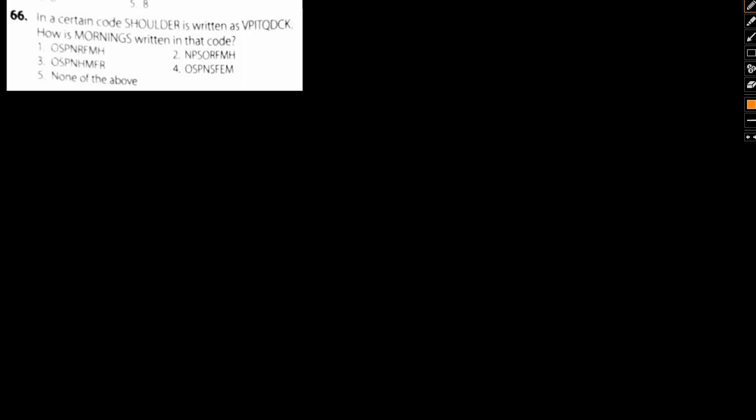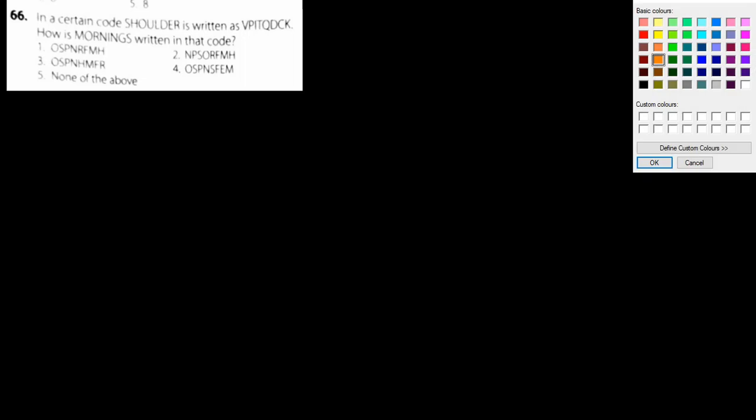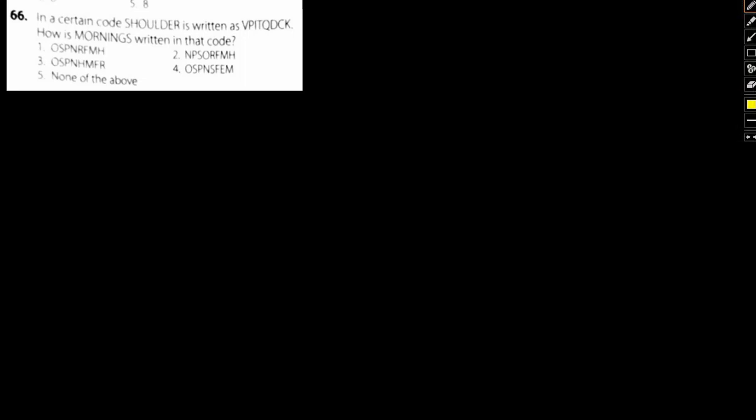In a certain code, shoulder is written as VBITQDCK. Then how is morning written in the same code? One thing we should do while we attempt any kind of word coding question is to represent a basic number line. Let me just draw it so that it's clear.